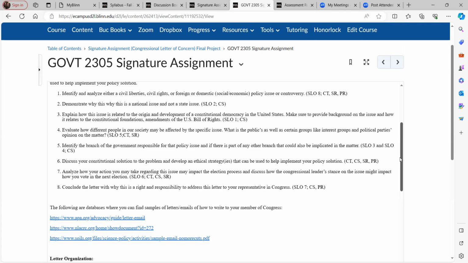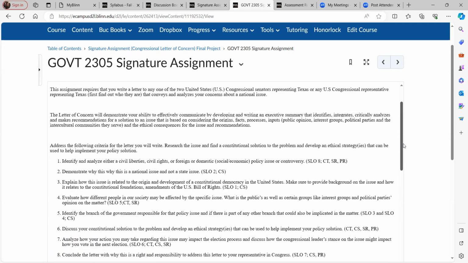And then number 8, conclude the letter with why this is a right and responsibility to address this letter to your representative in Congress. This one's very easy because in the First Amendment of our Constitution, we don't just have freedom of speech, but we also have the right to petition our government, right? We have the right to contact our government, reach out to them, let them know how we feel about the job that they're doing, and try to redress grievances, right? So if we've got issues with our government, we can try to work those issues out, so to speak, and bring those to their attention.